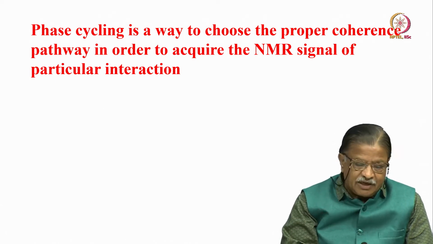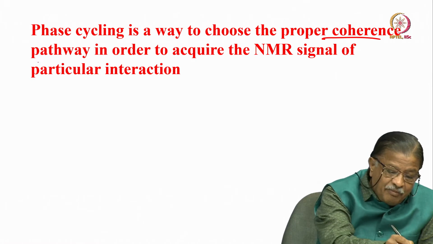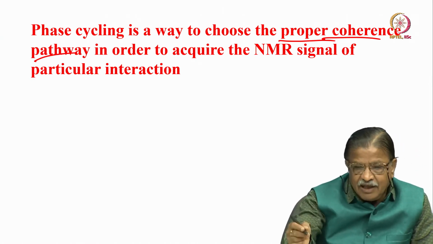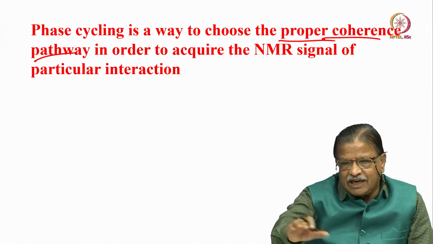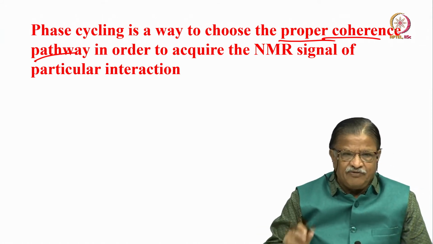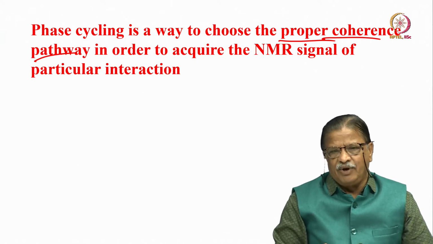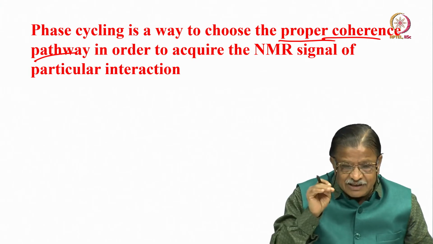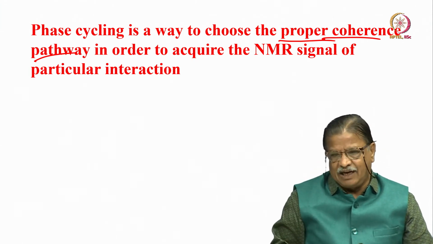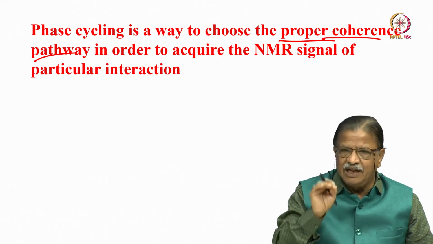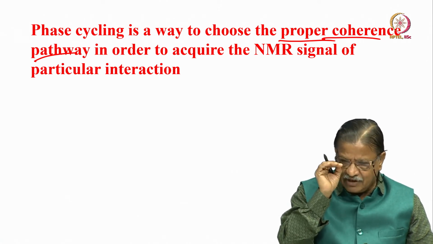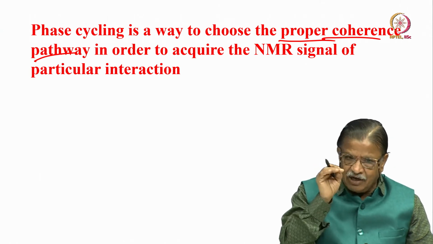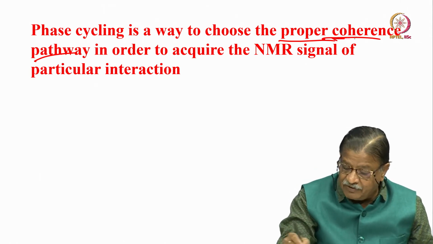There is a way to do that. That is what is called coherence pathway. If I know how this coherence is getting transferred from one path to another, if I know the way it is going, I can choose the proper coherence pathway to acquire the signal of my particular interaction. If I want to detect signal for a particular interaction, I can choose a particular pathway for that, if I know the coherence pathway.